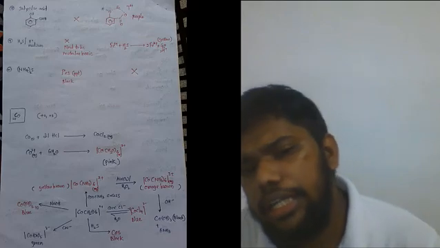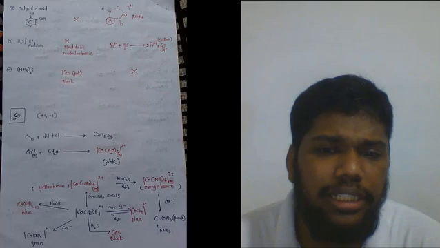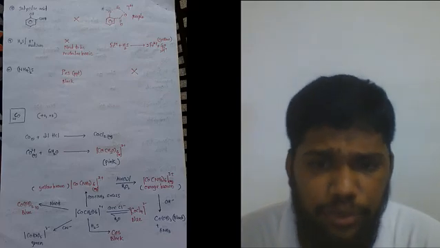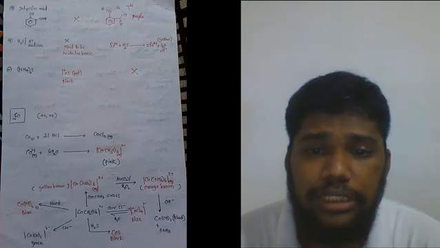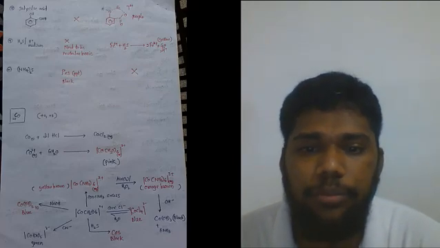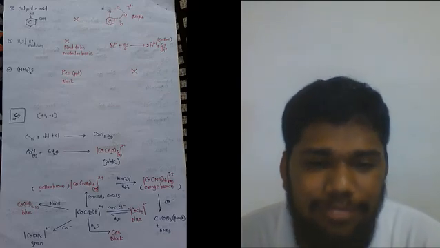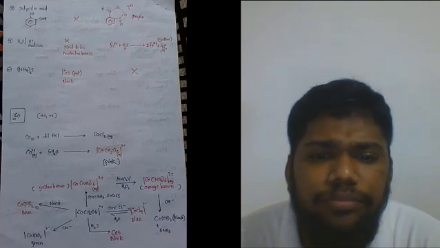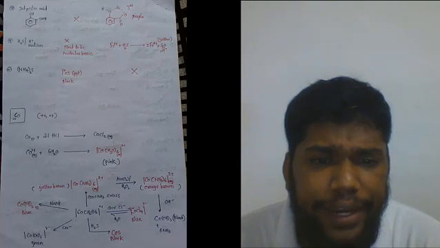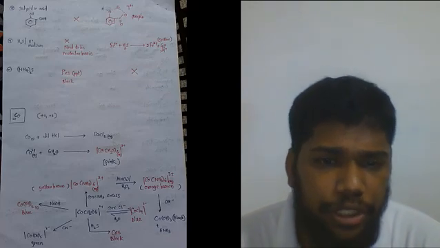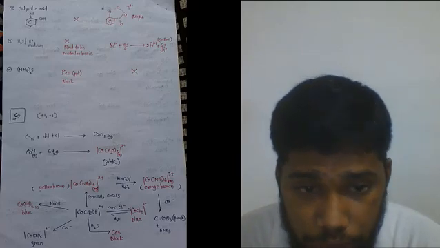So the cobalt hexaaqua complex is pink, but if you add concentrated Cl-, that means excessive Cl-, it will form [CoCl4]2-, which is blue in color. So this is commonly asked in exams. Then H2S under basic medium will form the black precipitate cobalt sulfide. And the important thing is NaOH with cobalt hexaaqua will form cobalt hydroxide, which is also blue in color.